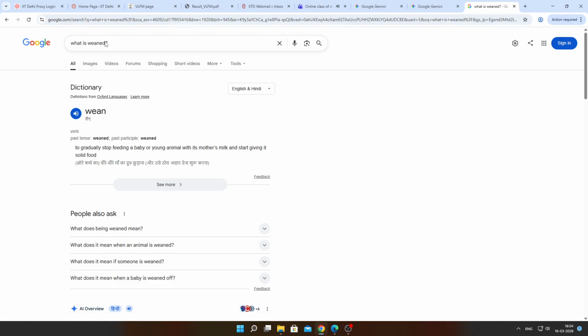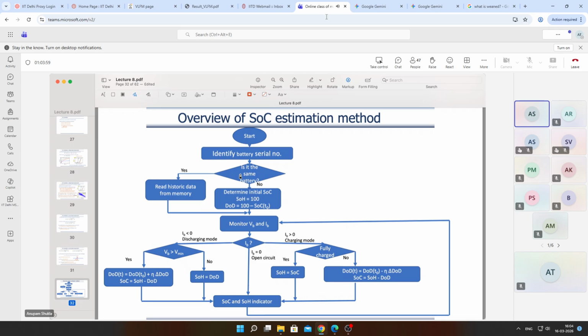It starts: whatever is your embedded system, the microprocessor will start this module. The first thing it does is identify the battery serial number, and then it checks the serial number of the battery which it is currently connected to, and compares it with the serial number which is stored in its memory. Okay, so it is asking: is it the same battery? Essentially, that question is decided by whether the serial number that the microprocessor reads now is the same as what is stored in its memory for the previous time.